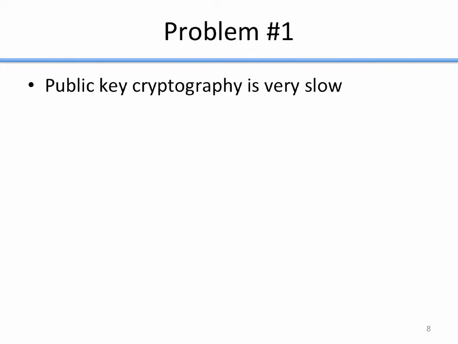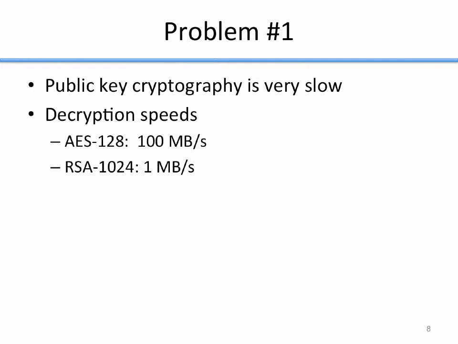Well, there's some problems with this. Problem number one is that public key cryptography is very slow. For example, AES, which is a symmetric cipher, can encrypt at 100 megabytes per second, or faster actually, depending if there's hardware support and how fast the CPU is. On that same machine where AES is 100 megabytes per second, RSA is 1 megabyte per second. So it's 100 times slower.